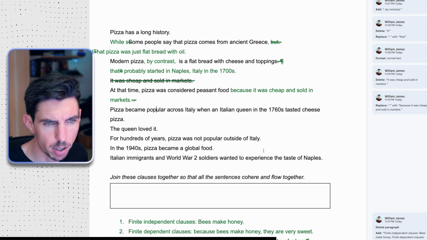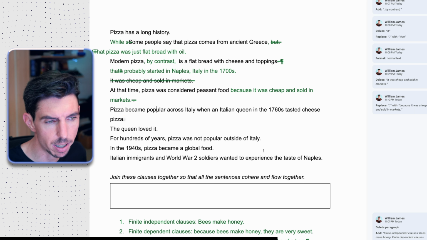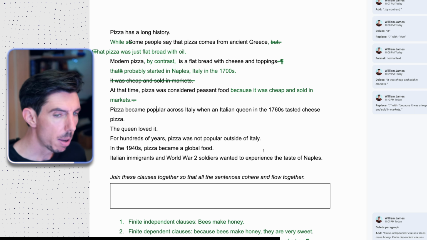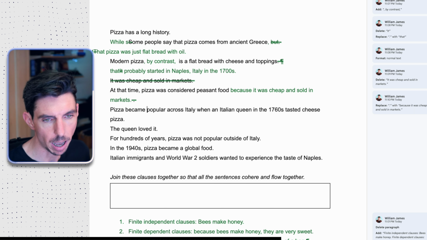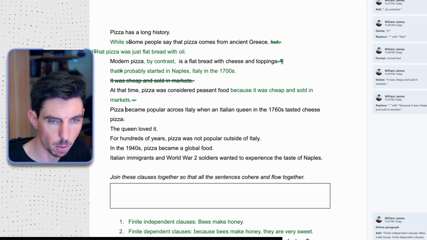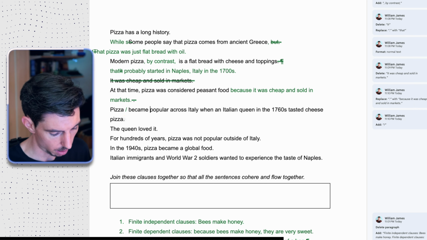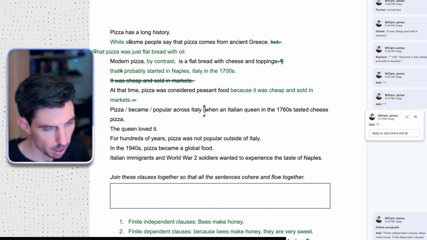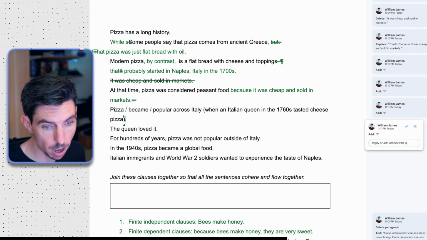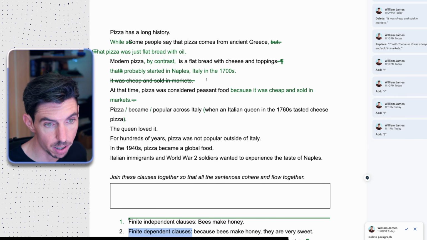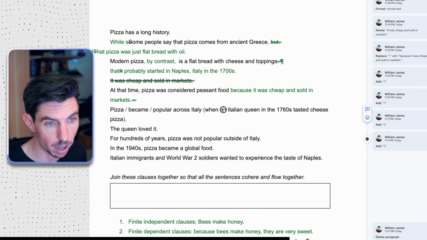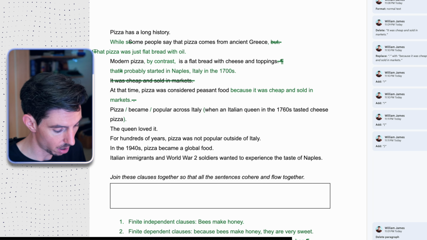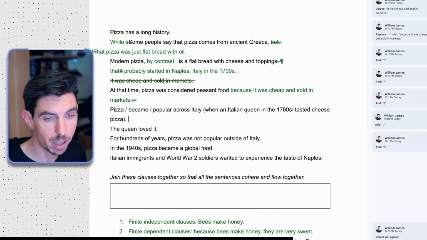Pizza became popular across Italy when an Italian queen in the 1760s tasted cheese pizza. Okay. So before we combine these sentences, what I want you to see is, let's break this apart. Subject, pizza; linking verb, became popular, where? Across Italy. And then we have a finite dependent clause right here, beginning with when. So when an Italian queen in the 1760s, she tasted cheese pizza.